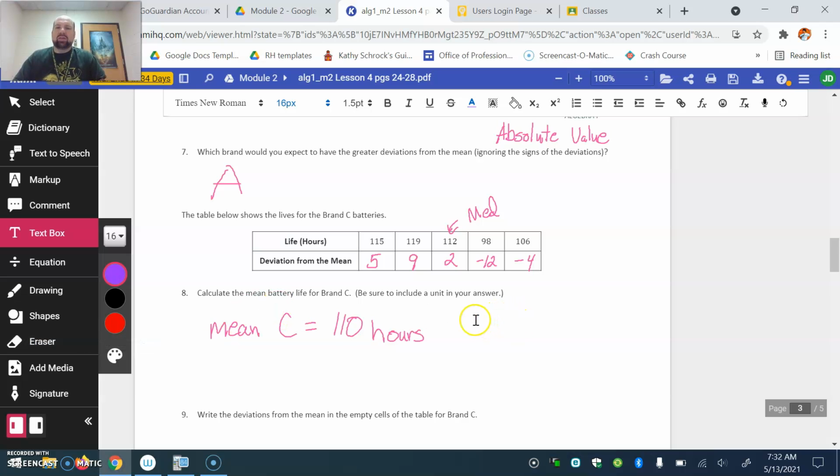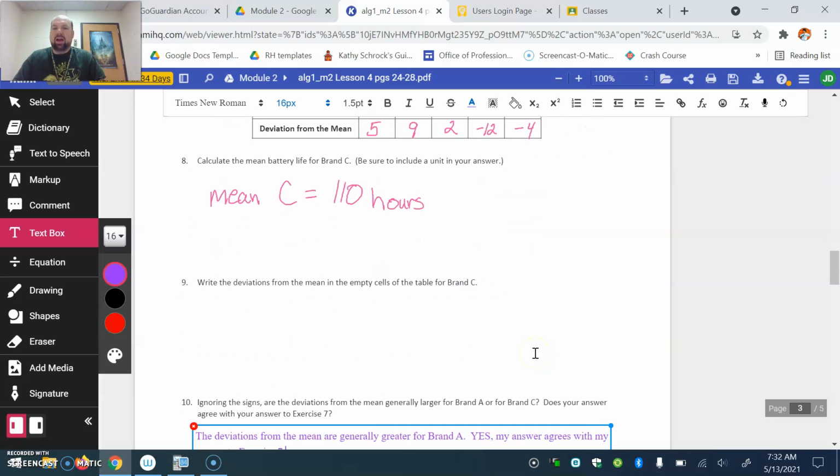So here are my answers. I filled in the table. I wrote my mean. I put the units because it did say include the units with your answer. So I did all that.